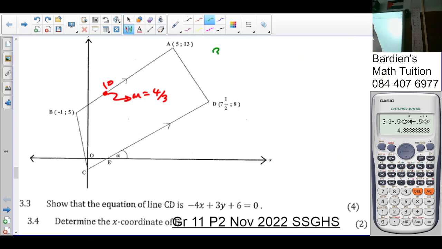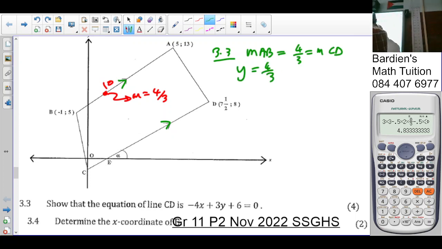Okay, so 3.3 says, show that the equation of CD is given as that. For a show that or prove that question, I can't use that in my calculation. As we can see here, for CD I only have one point on the graph. However, we know that CD is parallel to AB, so the gradient of AB is 4 over 3, which is equal to the gradient of CD. The lines are parallel, so y is equal to 4 over 3 x plus c.